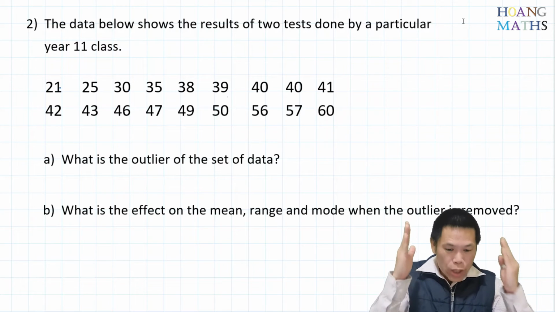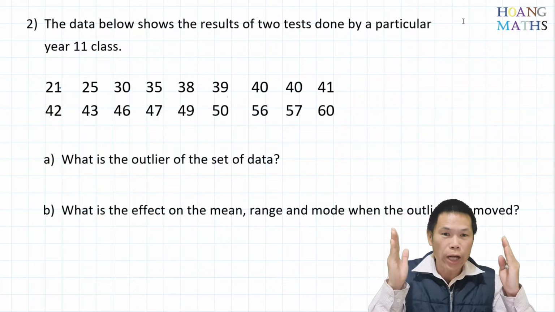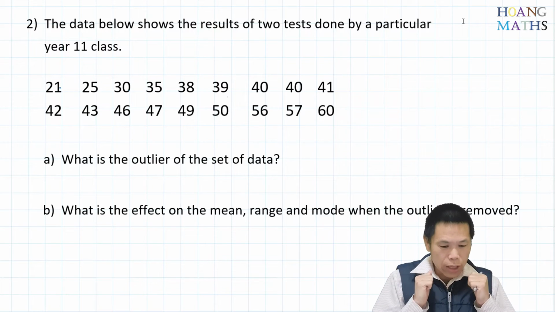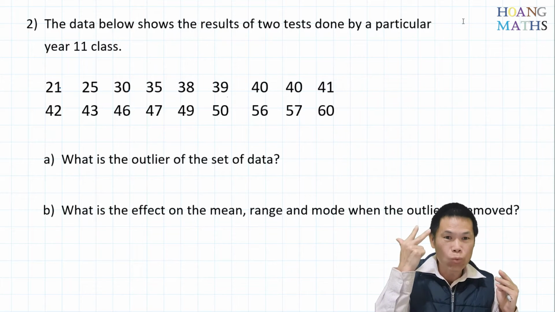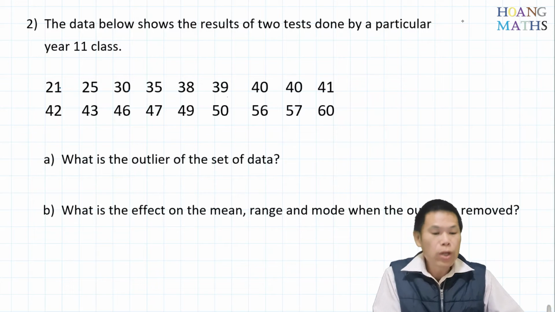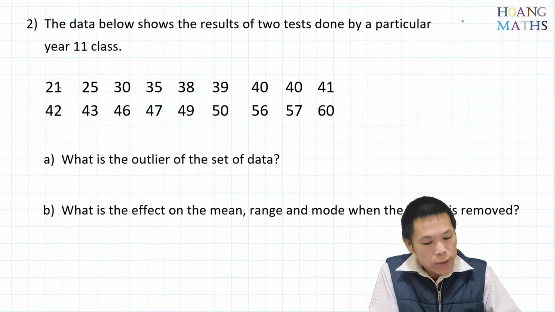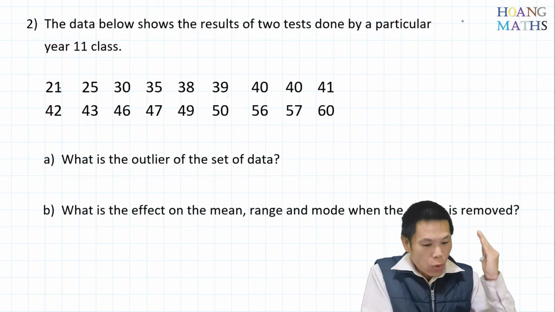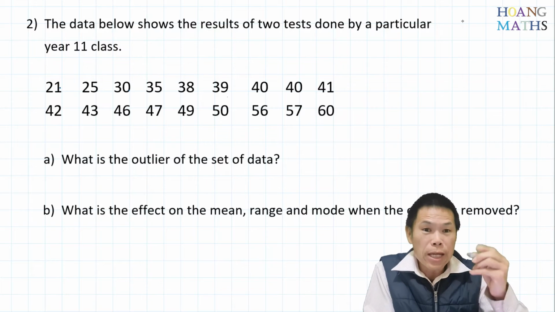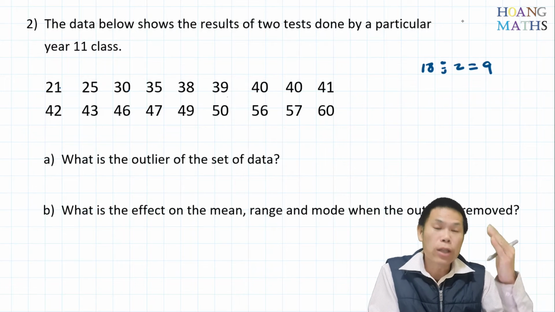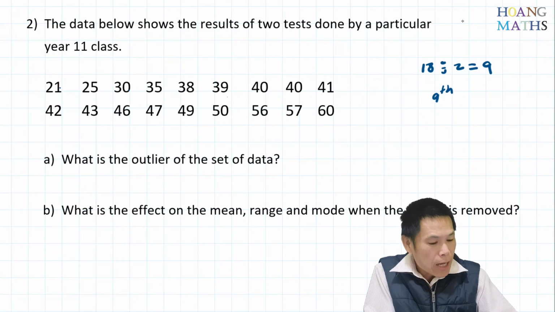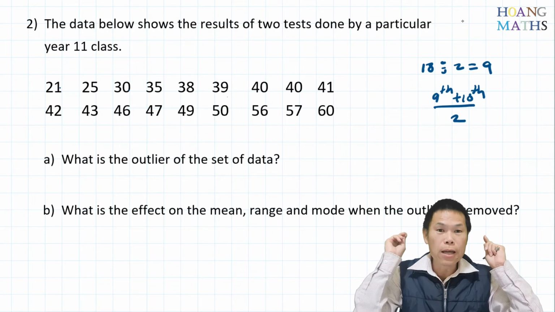First of all, we know that the scores are already in order, so we don't have to rearrange. So we just quickly find the lower quartile, median, and upper quartile, and then we work out the interquartile range. We know that there are 2, 4, 6, 8, 10, 12, 14, 16, and 18 scores. So the median is 18 divided by 2, which is 9. So we take the 9th and the 10th score, add them up and divide by 2. That will give me the median.